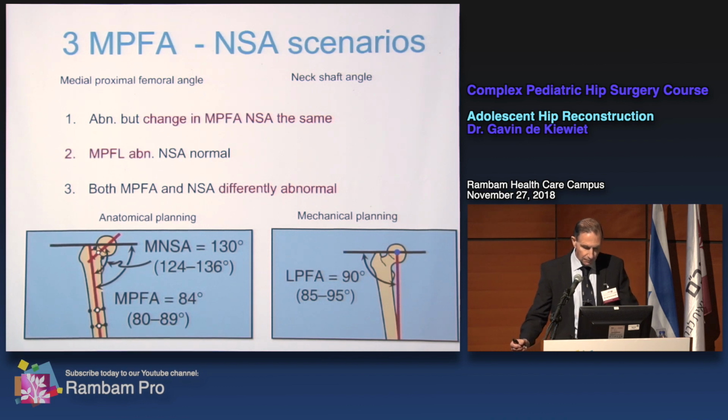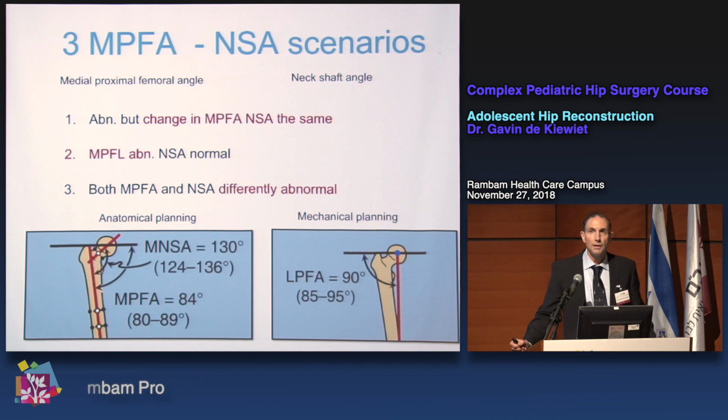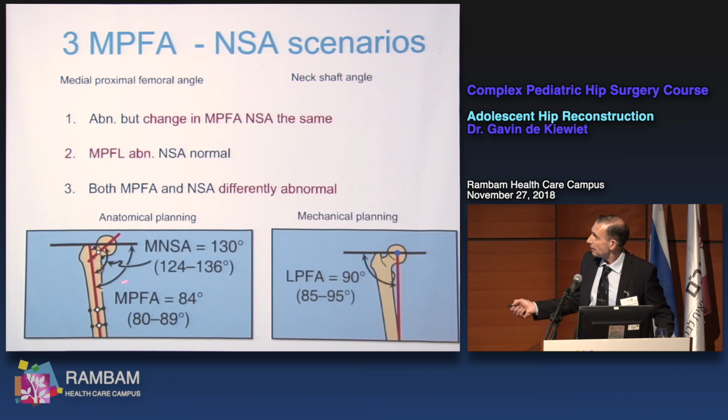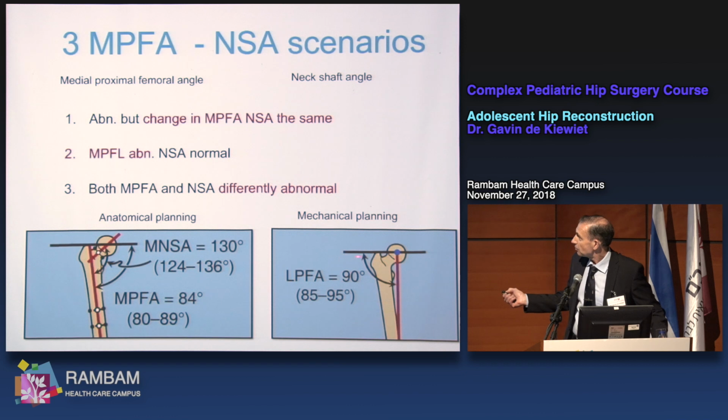So let's look at some different changes in terms of the abnormalities of the proximal femur. We're looking at neck shaft angles. So the medial neck shaft angle is this angle here. Tip of trochanter, center femoral head, axis line of the shaft, medial proximal femoral angle. The axis line of the neck and the shaft, the medial neck shaft angle, this angle down here. And this is the lateral, this is mechanical axis planning, this is anatomical axis planning.